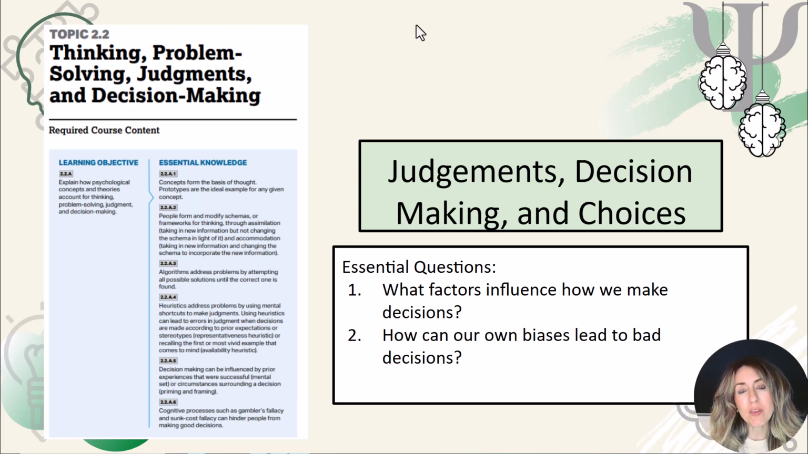Today we are continuing with our Thinking and Intelligence unit. We're going to focus on the judgments, decision-making, and choices that humans make, and some of the different things that get in our way when we make choices every day. And this relates to Learning Objective 2.2, so we're still focusing on how psychological concepts and theories account for thinking, problem solving, judgment, and decision making. And our essential questions are: what factors influence how we make decisions, and how can our own biases lead to bad decisions?